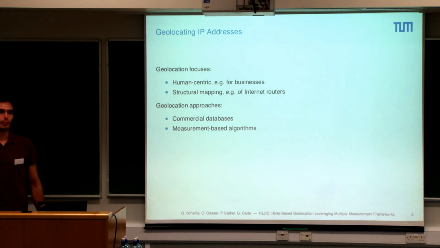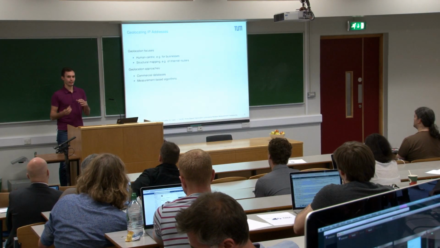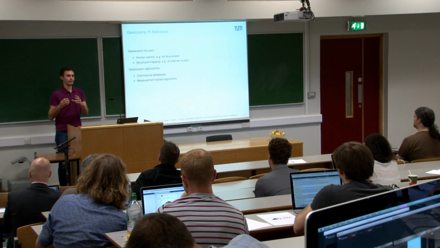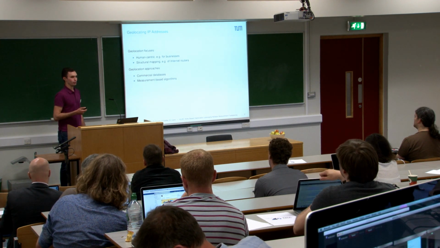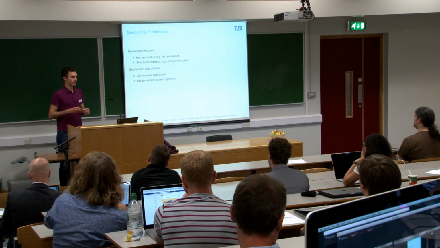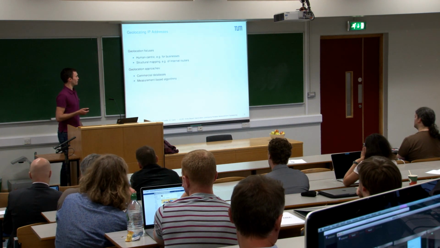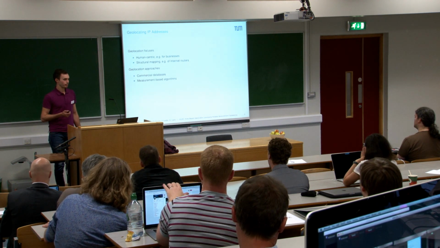So if people talk about geolocating IP addresses, different parties have a different focus, right? So businesses, for example, are interested in the human-centric geolocation aspect. So if you think about, okay, Netflix wants to know where person A is connecting to the internet so that it can geo-block the content that is being made available to users. Whereas as researchers, we are also interested in the structural mapping and the structural location of the internet when we are talking about internet routers.